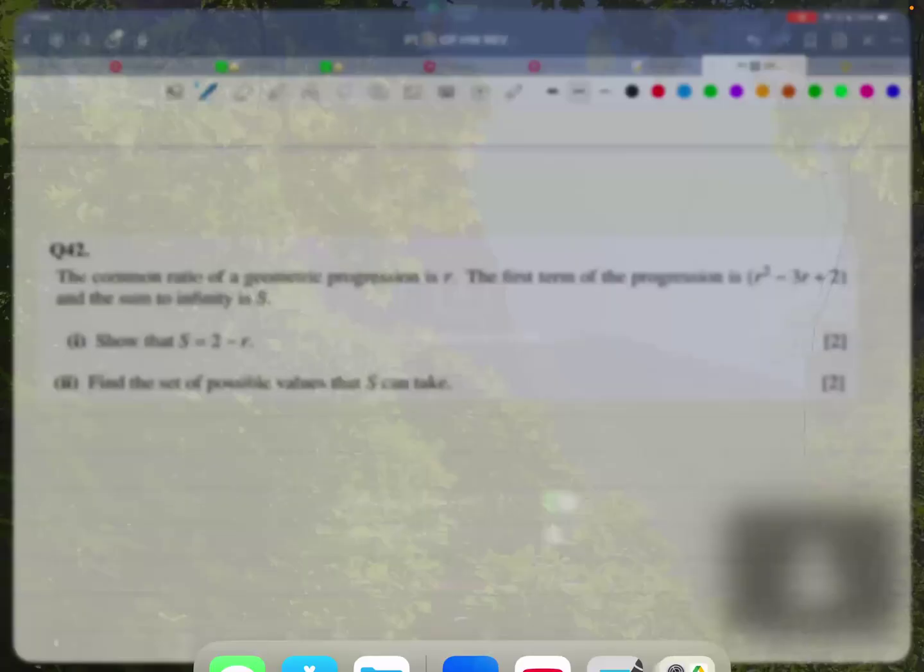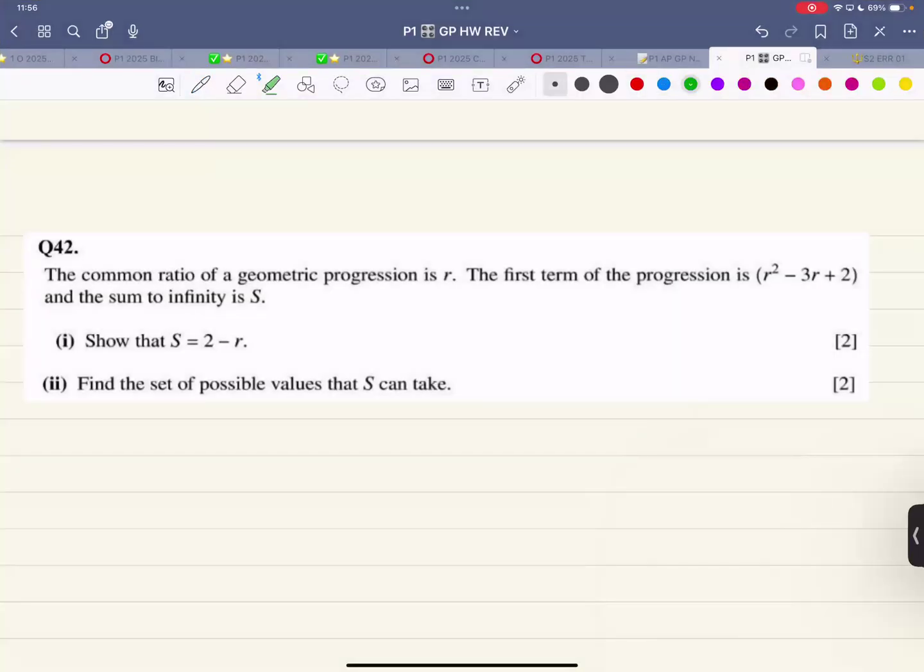Now, people, let's have a look at this. It says the common ratio of the geometric progression is R. The first term of the progression is a quadratic expression, and the sum to infinity is S. Show that S is 2 minus R. Find the set of possible values that S can take.